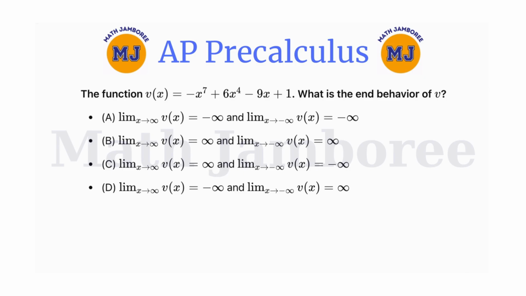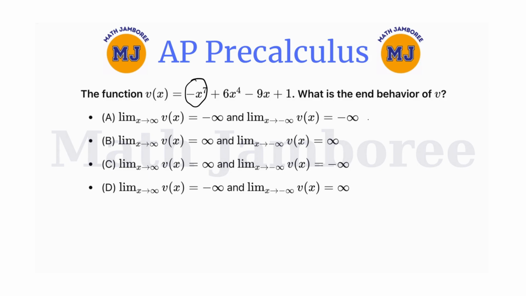Let's recall that the end behavior of a polynomial function is influenced primarily by the term with the highest degree, which in this case is negative x to the power of 7. Now let's understand how the leading term, negative x to the power of 7, dictates the behavior as x approaches positive infinity and negative infinity.